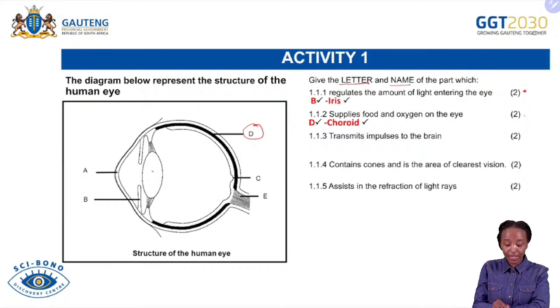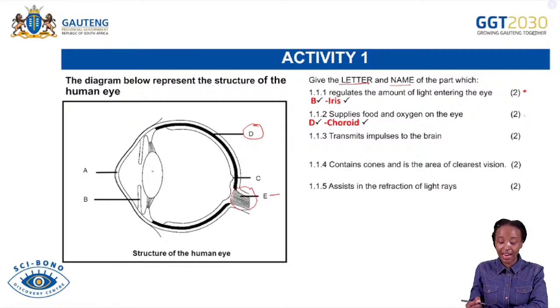And that part we said is E. It should be E, which is the optic nerve. So let's look at the answer. Yes, it's E, and it is the optic nerve.